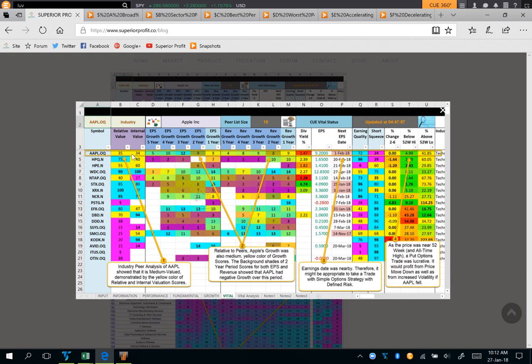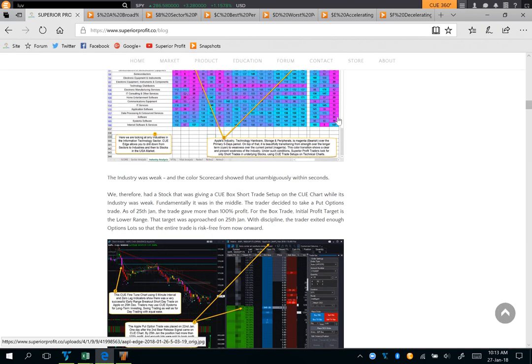Fundamentally, Apple is of course strong. It has gone up, so we didn't expect it to be optimally valued. Valuation is yellow in the middle. In terms of growth, it is not the strongest. The strongest one will have growth in cyan color, more green color. Interestingly, EPS growth over a 2 year period and revenue growth also over a 2 year period have background shades showing that the growth was negative over 2 year periods. Earnings is coming soon, 31st Jan. Not sure if it will result in another negative growth in this quarterly earnings. If it does, then the stock is likely to fall further, letting me run with the profit.